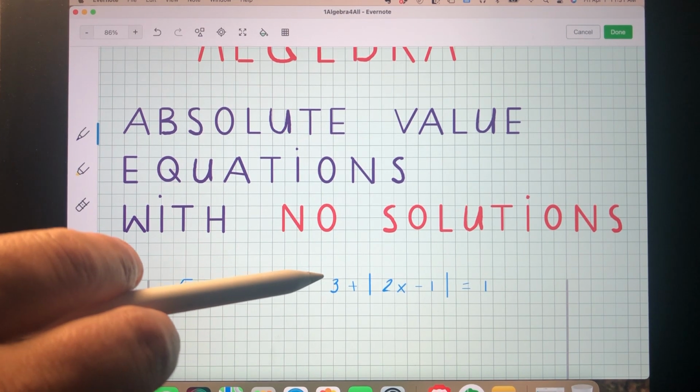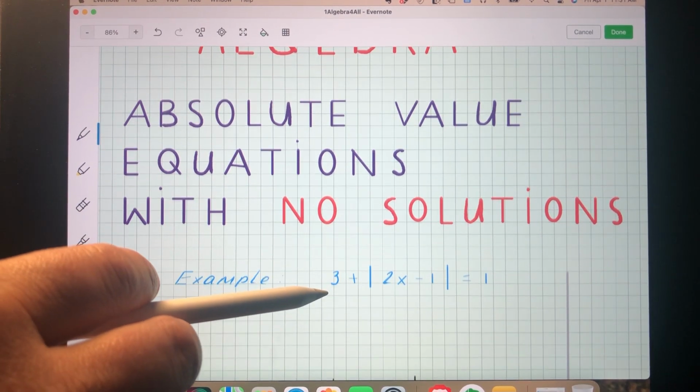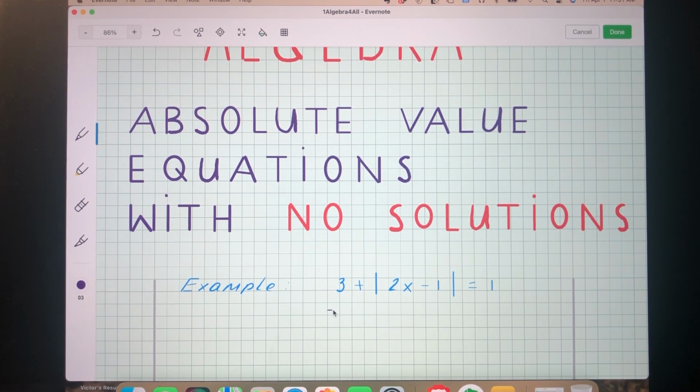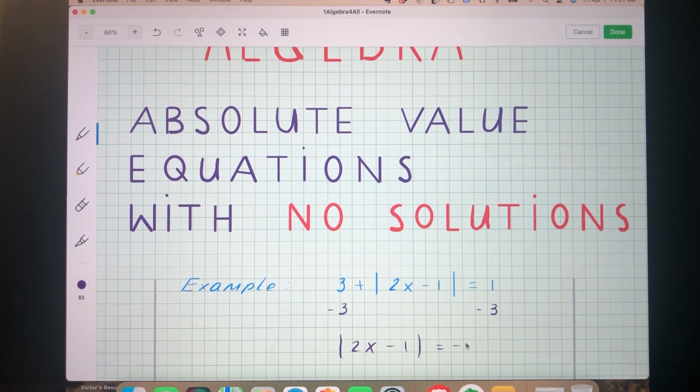First step is to isolate the absolute value symbol. To do this, we need to undo the plus 3. All we do is subtract 3 from both sides, and that will do it. Now we have absolute value of 2x minus 1 is equal to negative 2.